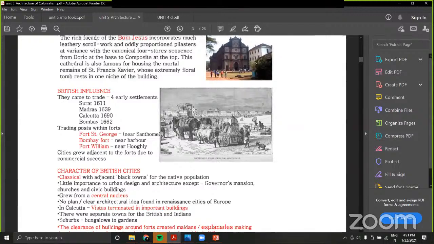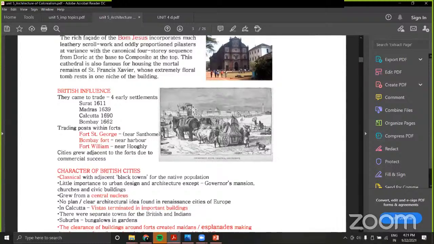So they came into trade in four early settlements, that is Surat, Madras, Calcutta, and Bombay. Like now we have Delhi as our main capital, and our president has his main home in Delhi. So on those days, they had four settlements: Surat, Madras, Calcutta, and Bombay. So these ports were the main centers of India.